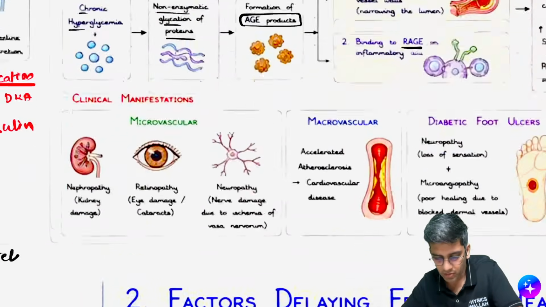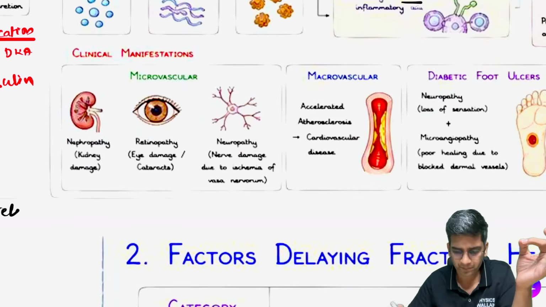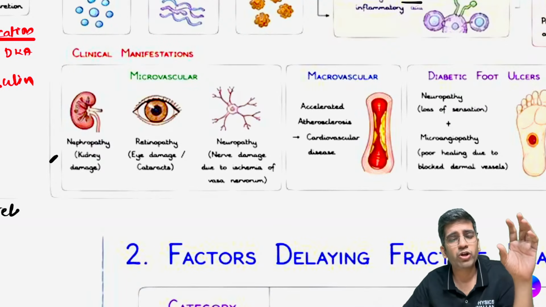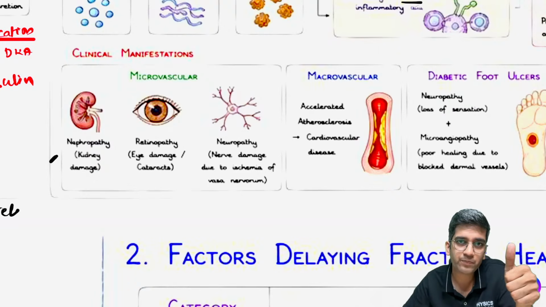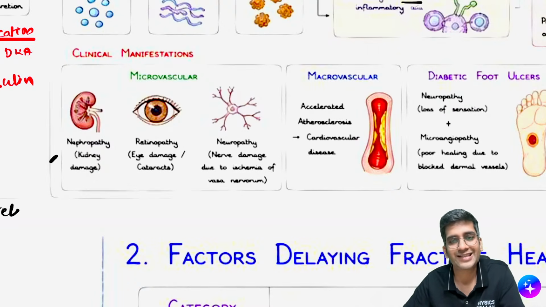Fine. Okay. Now, microvascular complications. Nephropathy. If it's a 5 mark question, I want you to write a few points about diabetic nephropathy. You know about Kimmelstiel-Wilson lesion. You know about Armanni-Ebstein lesion. Write that here.